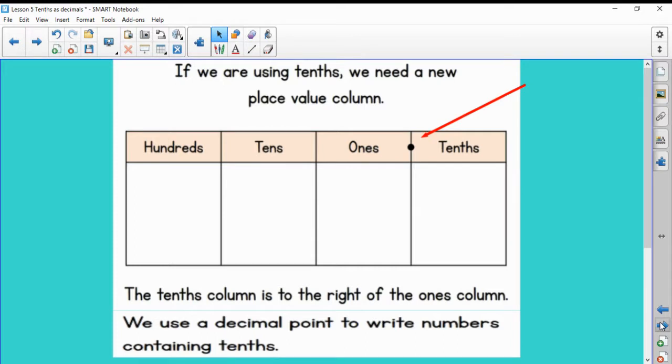Now if we're using tenths, we need to add a new place value column. The place value column goes to the right of the ones column. This is because tenths are smaller than ones, just like ones are smaller than tens and tenths are smaller than ones. We use a decimal point to write numbers containing tenths. Can you see the decimal point here?